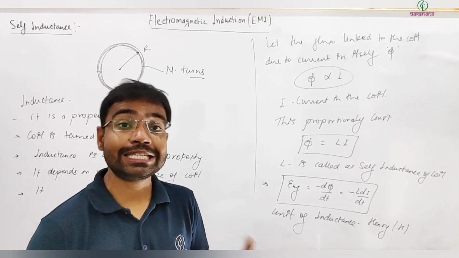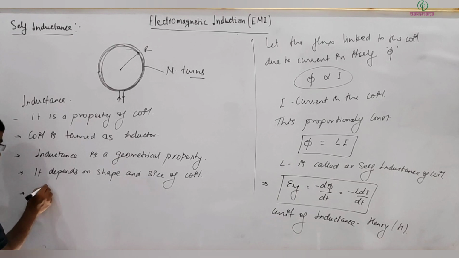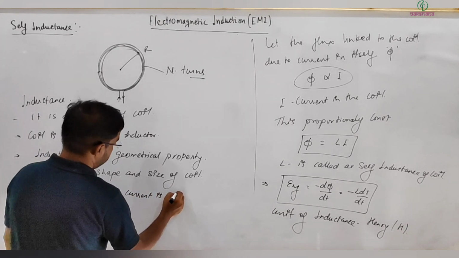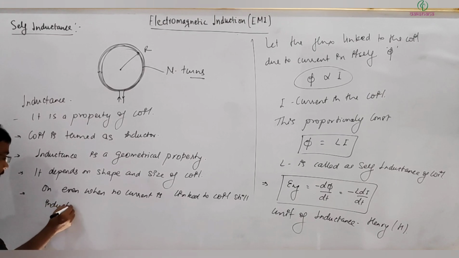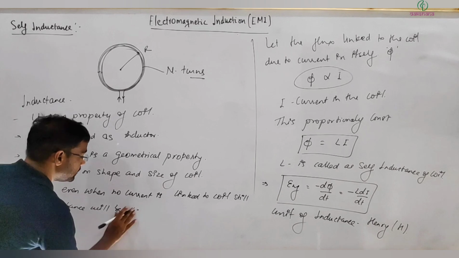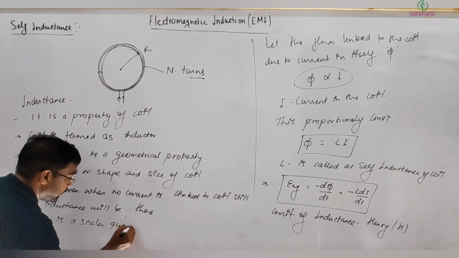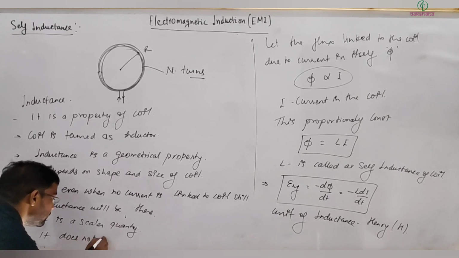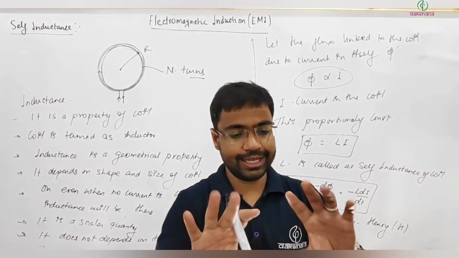Even when there is no current in the coil, still the coil will have that opposing property, it will still have inductance. So, even when there is no current, inductance is a scalar quantity, which means it does not depend on the current, whether it's flowing. Simple thing is, we have one coil.